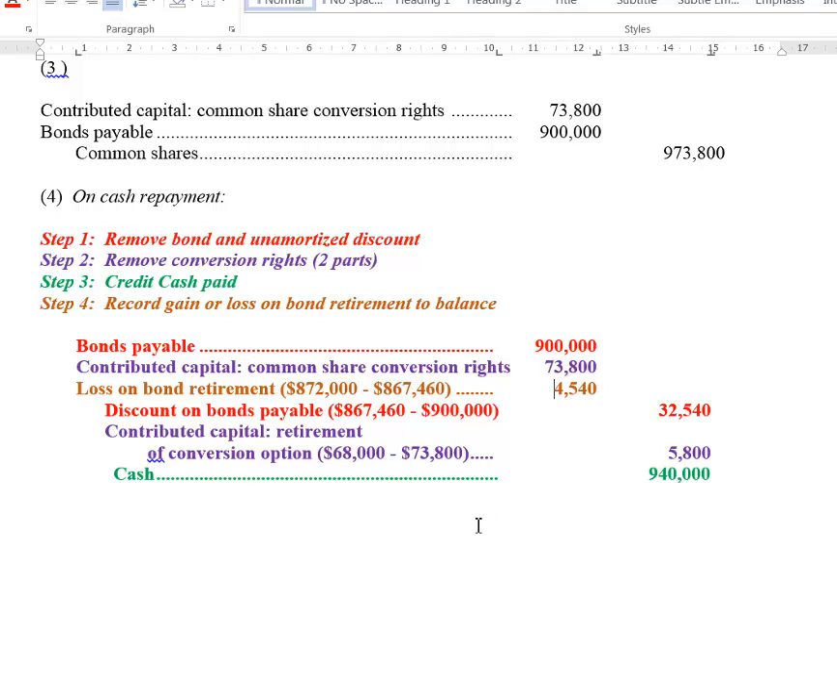So this concludes an additional example of convertible bonds whereby the conversion is at the investor's option. I hope you found it helpful.